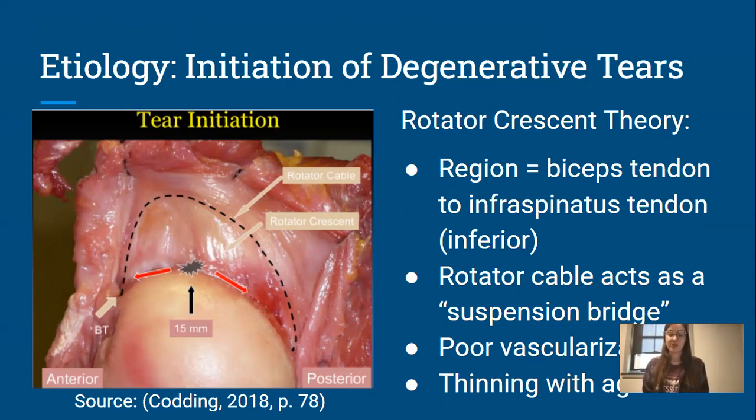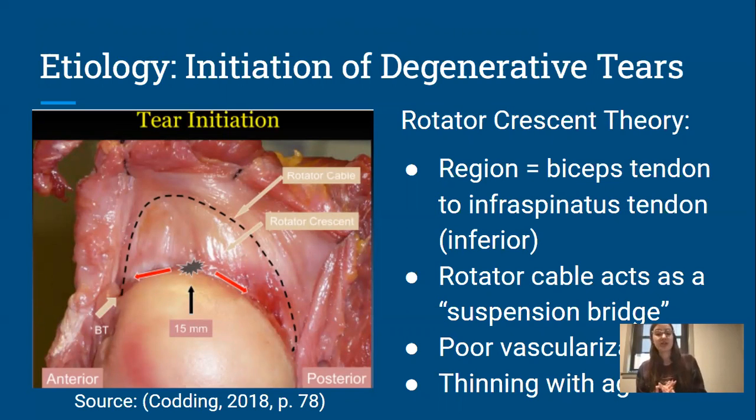And this crescent is bordered and outlined by the rotator cable, which is shown with the dotted black line, which is a thick bundle of fibrous tissue at the intersection of the glenohumeral and coracohumeral ligaments. This arched cable is structured kind of like a suspension bridge that protects the more delicate crescent from stress in the case of healthy shoulders. However, this area does not have a good blood supply and therefore does not heal well and thins progressively with increasing age.